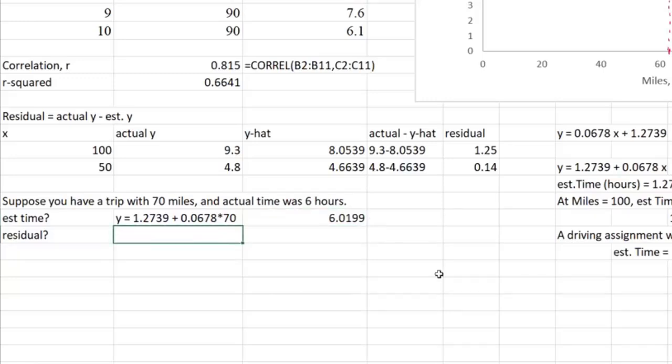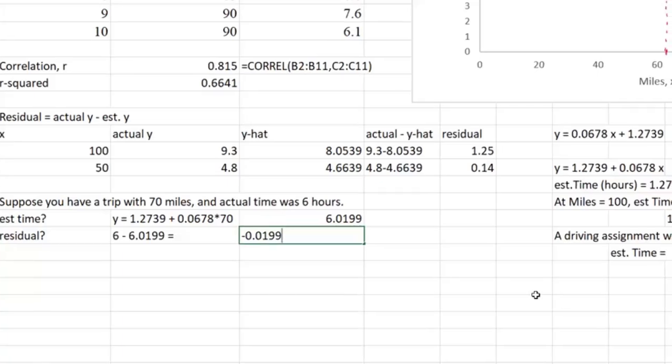Now the residual would be the actual value minus the y hat, so it would be 6 minus the estimated value. It will be a negative 0.0199, so you have a negative residual in this case.